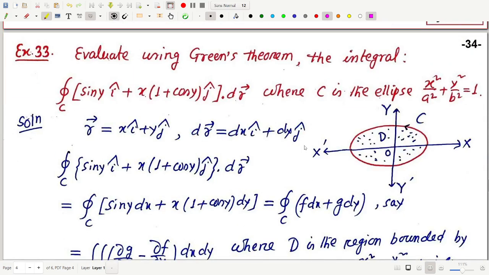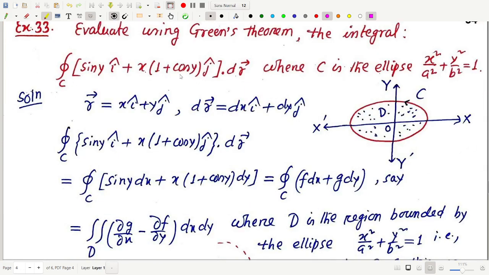So next, example 33. Evaluate using Green's theorem the integral, which is a line integral in vector form, F vector dot dr vector, along the closed curve C, where C is the boundary of the ellipse. So we have to calculate this line integral using Green's theorem, means we have to calculate the double integral over the region D bounded by C.